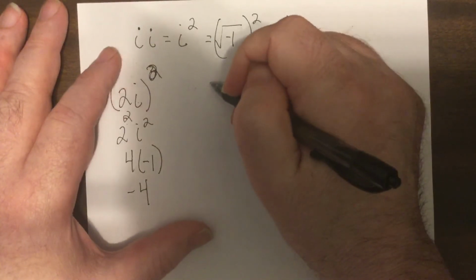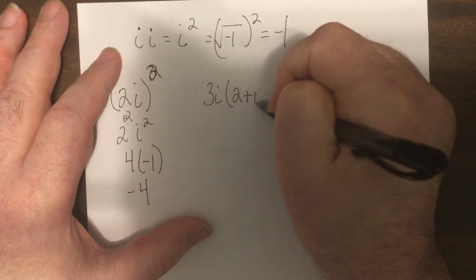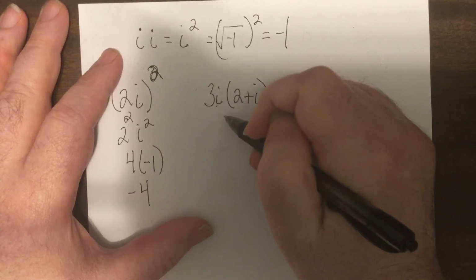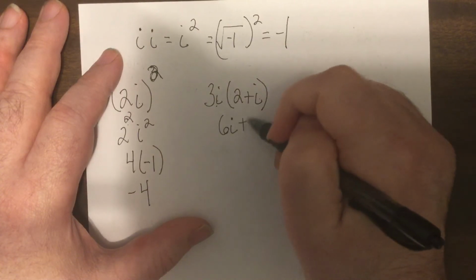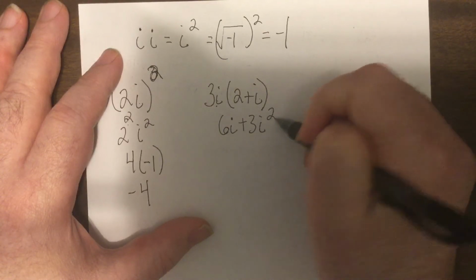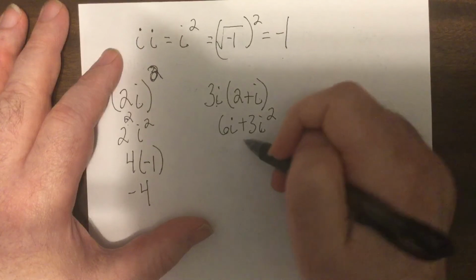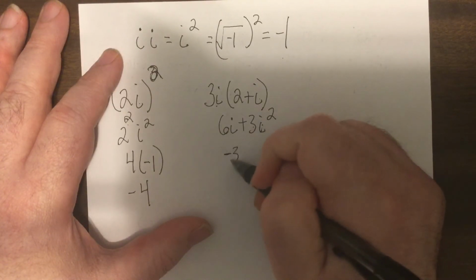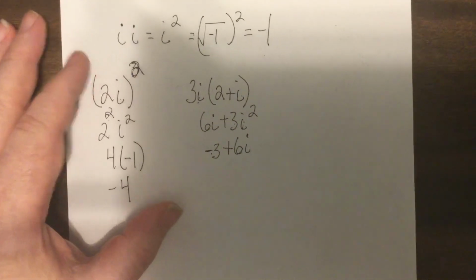So if I had 3i times 2 plus i, you'd say, well, I can do this. 3i times 2 is 6i, and 3i times i is 3i squared, but i squared is -1. So it'd be 3 times -1 is -3, and you always put the real part first and the imaginary part second. That's just how they write it.